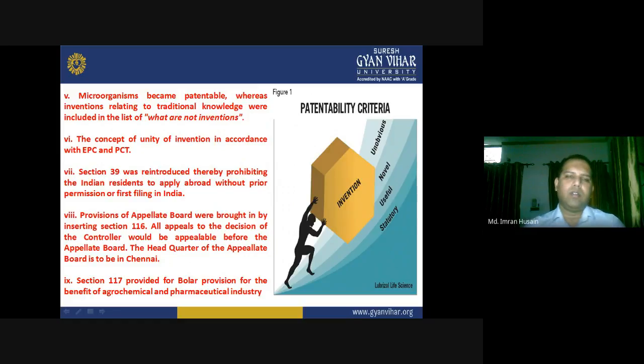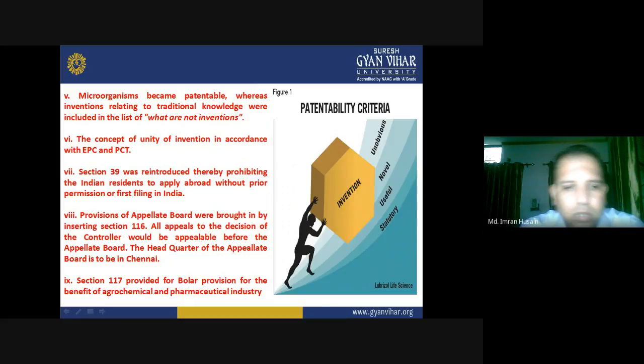Provision of appellate board was brought in by insertion of section 116. All appeals to the decisions of the controller would be appealable before the appellate board. The headquarters of appellate board is to be in Chennai. So, appellate board has been founded due to the insertion of section 116, and decisions of controller would be appealable before the appellate board, and its headquarters are in Chennai. And if you have any issues, you can file an appeal at appellate board in Chennai.